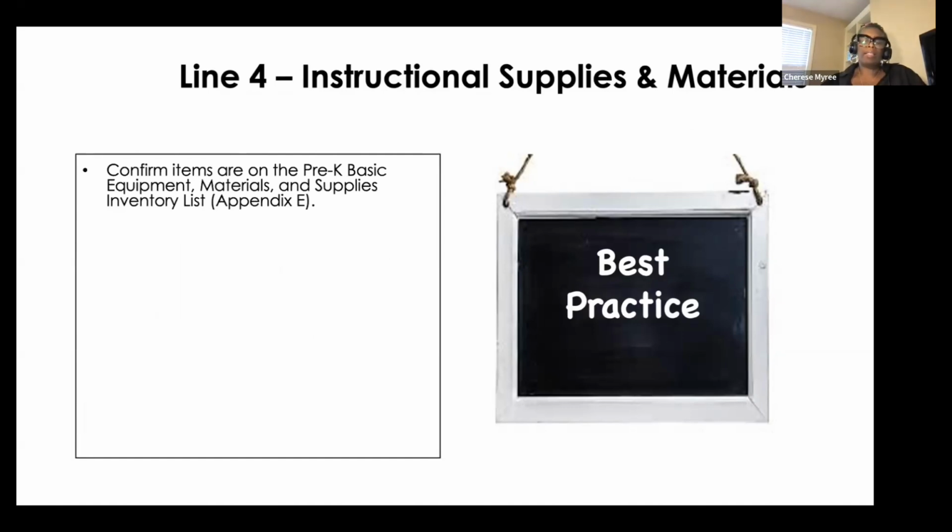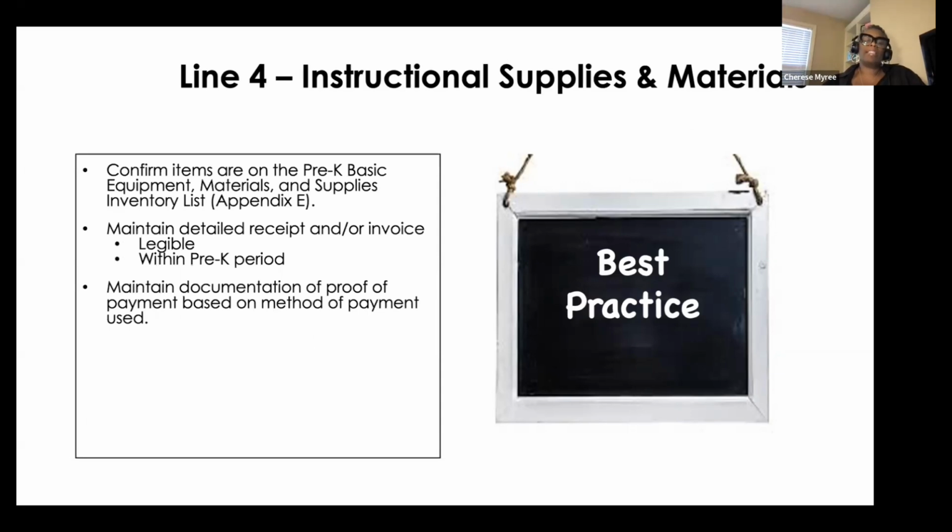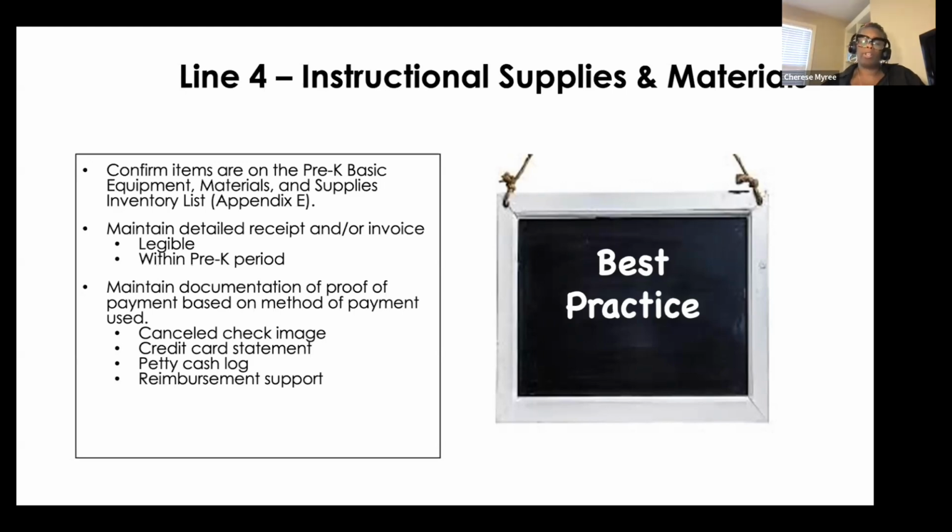So, as a best practice, you want to confirm the items that you're purchasing show up on Appendix E. You want to maintain your detailed receipt or invoice, and make sure that it's legible and within the pre-K period. We know July 1st through June 30th is the pre-K period. You want to maintain documentation of proof of payment based on whatever you use to pay for it, right? So you want to have a canceled check image, the credit card statement if you utilized a credit card, or if you paid in cash, your petty cash log, and any reimbursement support or policy. Make sure it's paid within the pre-K period. And you want to maintain your specialist approval if it's applicable.